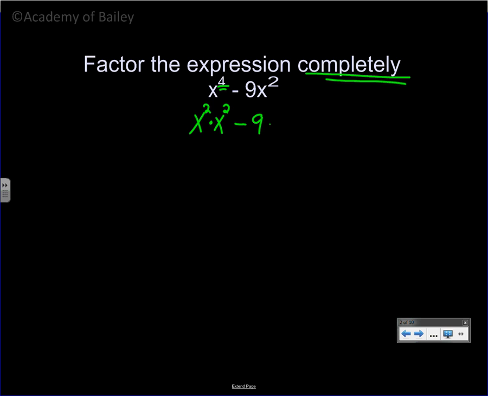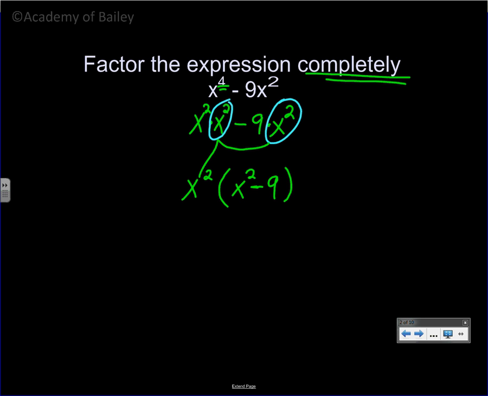And then we have minus 9 times x squared. And what do you see that's in both of them? Well, we see x squared. So we go ahead and pull it out. So we have x squared, and then inside the parentheses, x squared minus 9. And so far, you have factored out x squared, but you have not factored completely.